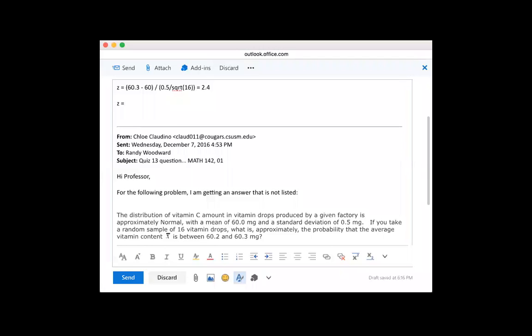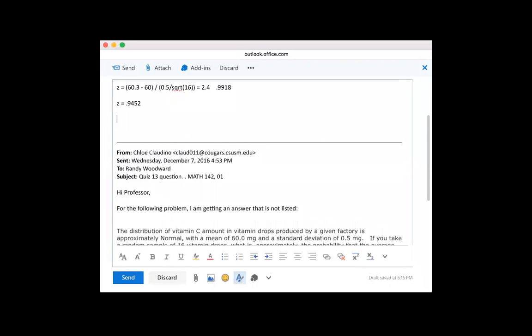The z-score on 60.2 is 1.6, and the probability is 0.9452. And then the probability on 60.3 with the z-score of 2.4 is 0.9918. Then you should subtract those two: 0.9918 minus 0.9452 is 0.046. And it's not one of the answers.